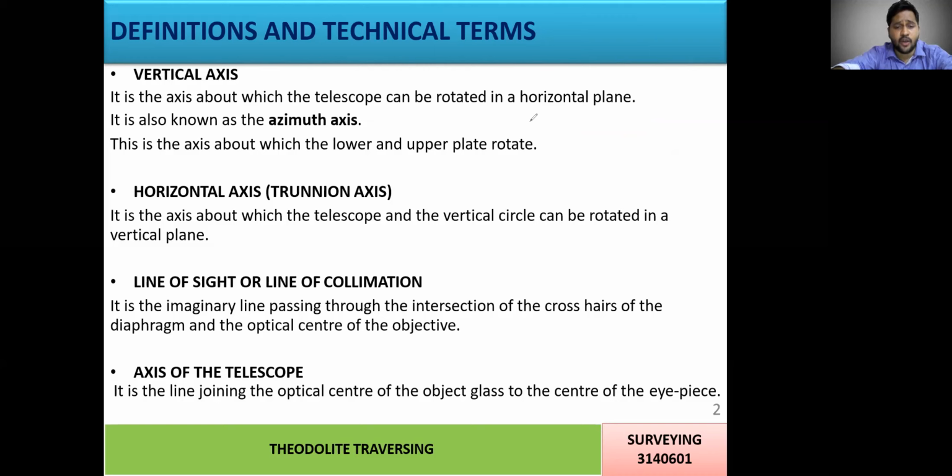Axis of the telescope. It is the line joining the optical center of the object glass to the center of the eyepiece. That is called the axis of the telescope. See, these definitions are very, very important. Many times these definitions have been asked in final examinations.